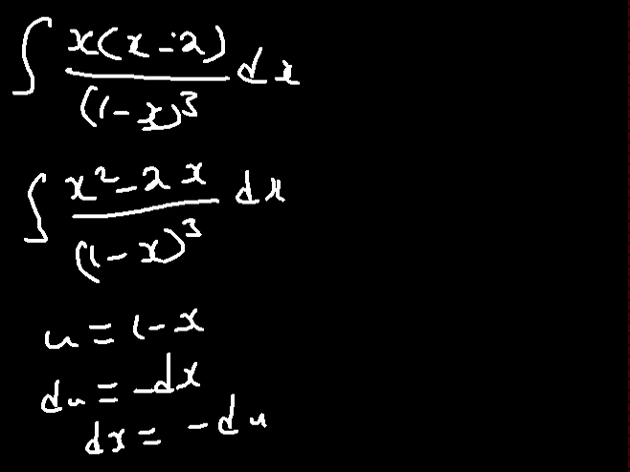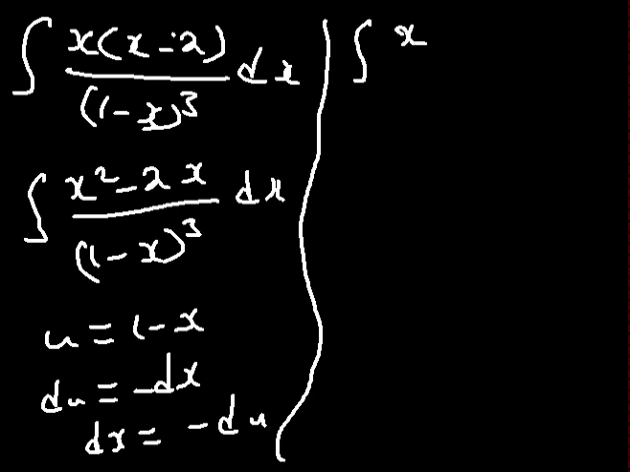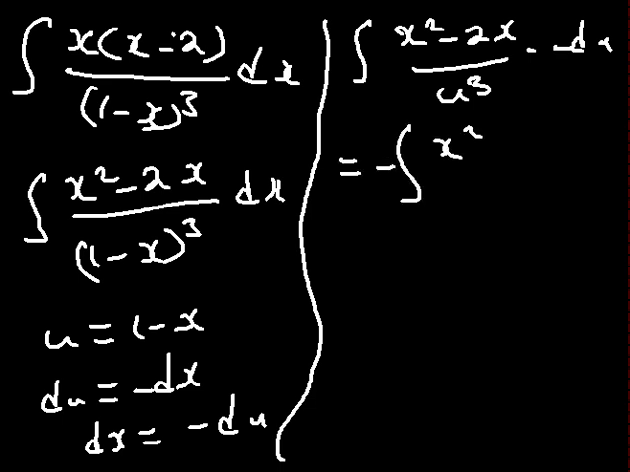Then let's think of substituting that. So in this case we'll have the integral of x squared minus 2x divided by u to the power 3, times the negative du, of which this is the same as negative integral of x squared minus 2x over u to the power 3. So that's the principle behind.